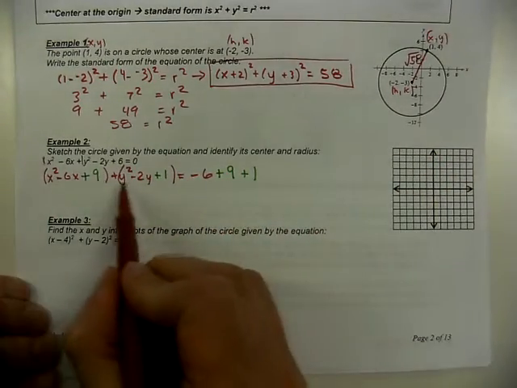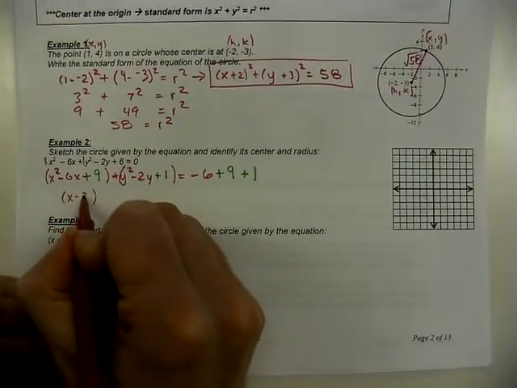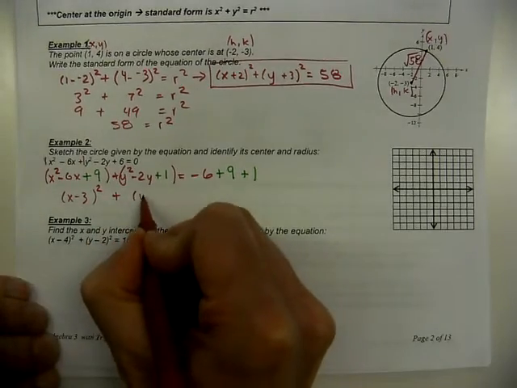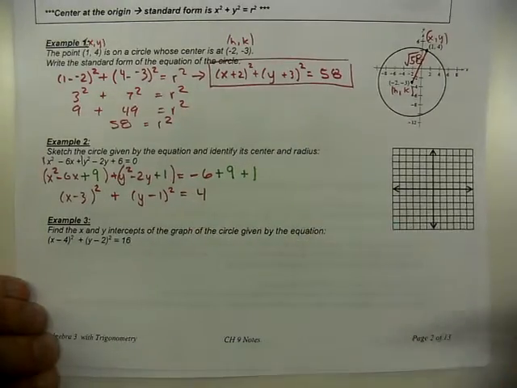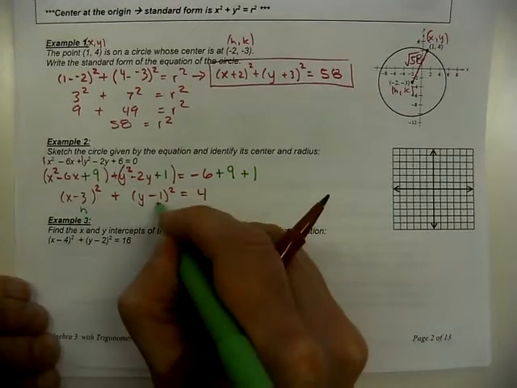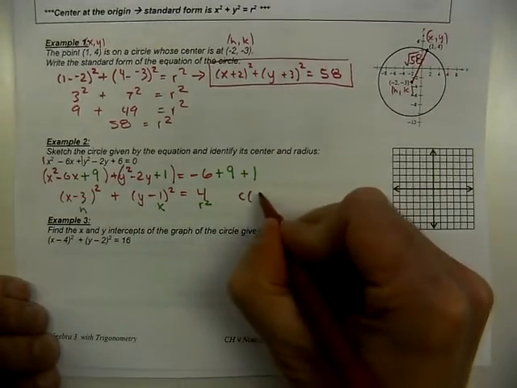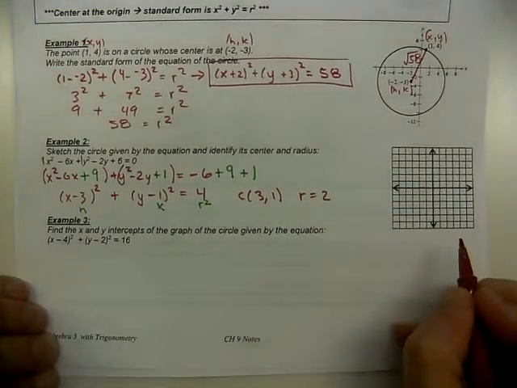Now you have two trinomials that can both factor. So this will turn into x minus 3 quantity squared. There's your plus sign in the middle. Y minus 1 quantity squared equals 4. So now we can identify the h and the k, and there's the radius squared. So my center is located at +3, +1, and the radius is 2.